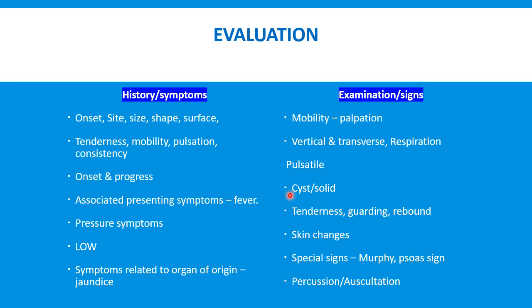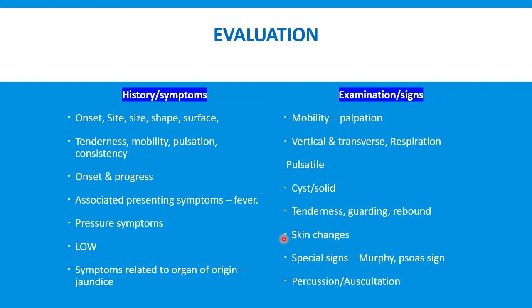Next, we come to examination for whether it's a cyst or solid. This is also very important. A cyst is soft and fluctuant, whereas a solid is firm to hard and non-fluctuant. This is important because cysts in general are benign lesions, whereas malignant lesions are usually solid in nature. Tenderness, guarding, and rebound tenderness are very important, especially if it is due to inflammation or infections. For example, due to acute appendicitis, a mass that is formed is usually tender with guarding and rebound. So is a mass arising from diverticulitis on the left side of the abdomen.